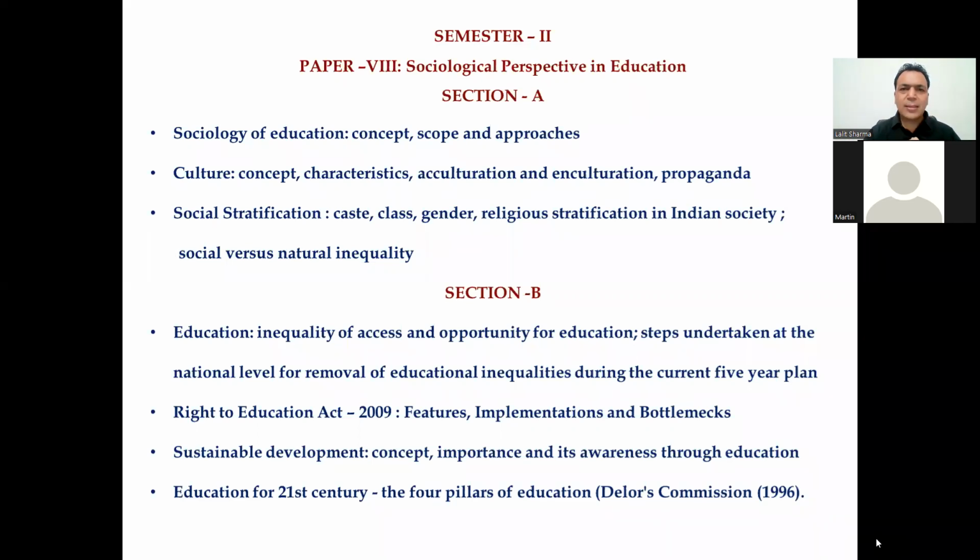And the next topic is sustainable development: concept, importance, its awareness through education. And the fourth one is education for the 21st century, the 4 pillars of education, Delors Commission. The Delors Commission was in 1996, and it talks about the 4 pillars of education. So guys, basically it is a matter of 3 topics in section A and 4 topics in section B. Your first paper would be completed, right?